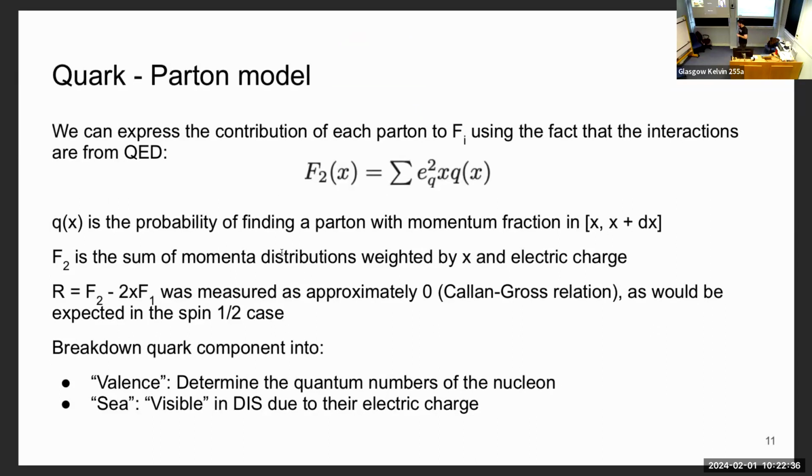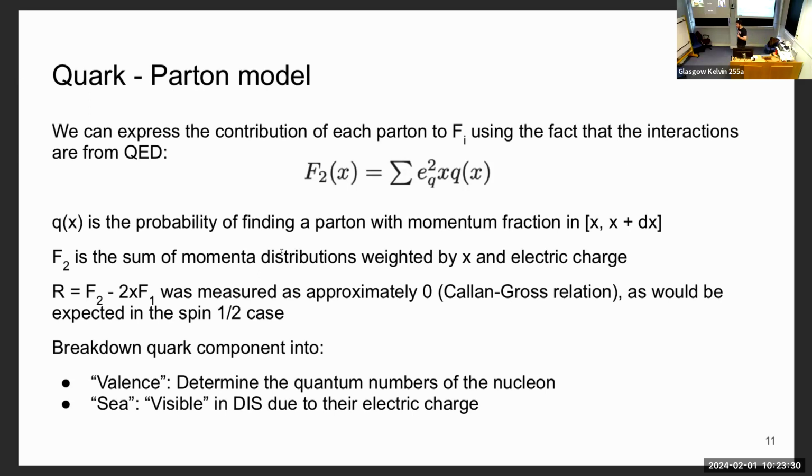So most of the concepts that we have now in QCD are inherited from QED. It was already a very well-established theory at the time. So the structure function can be defined in this way, where e_q is the electric charge of the constituent, and then we already know what x is, and then q is the probability of finding a parton that has a momentum fraction in the range of x and x plus dx. So in this sense, F2 is the sum of the momentum distribution weighted by x and the electric charge.